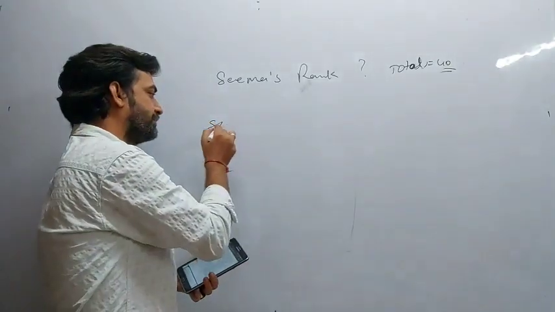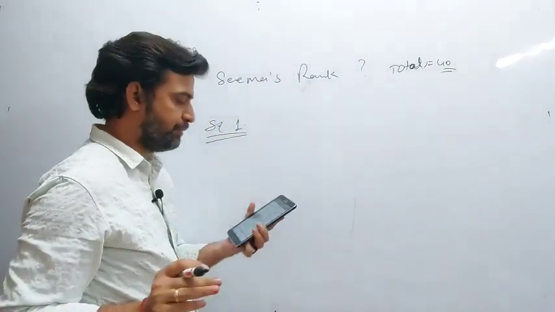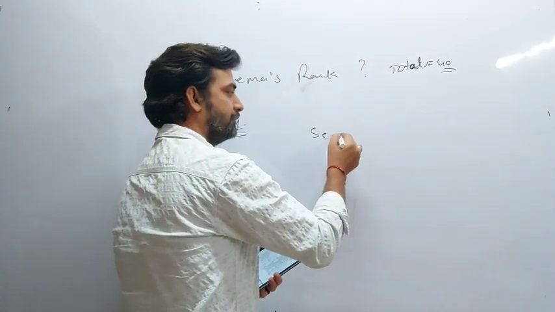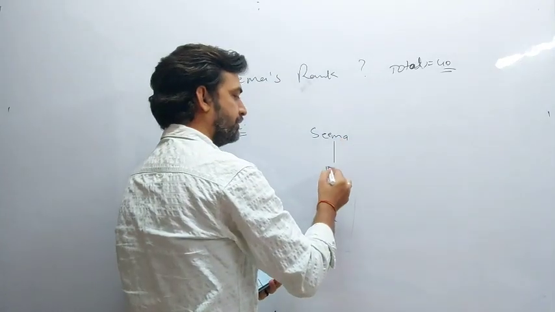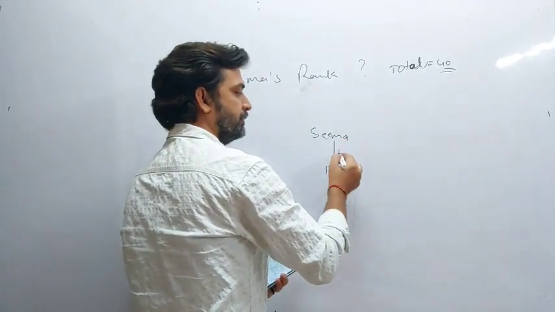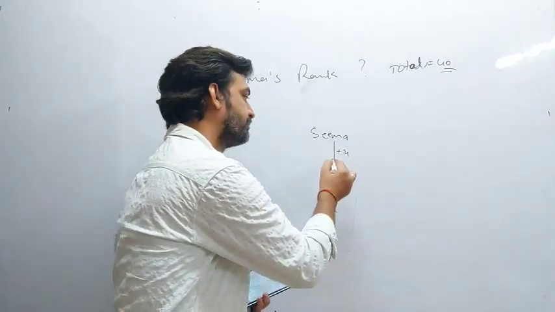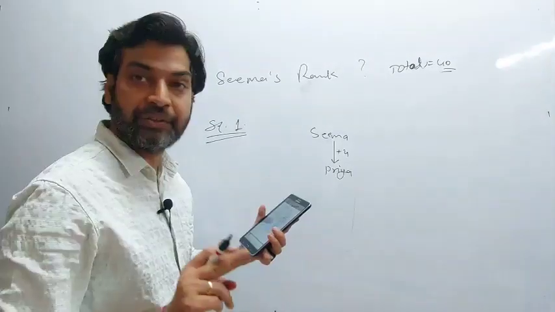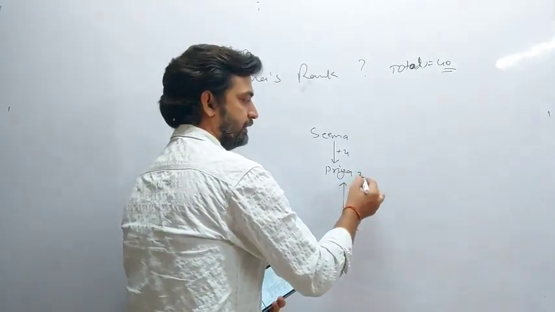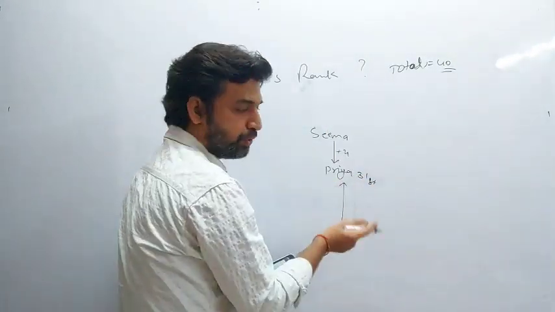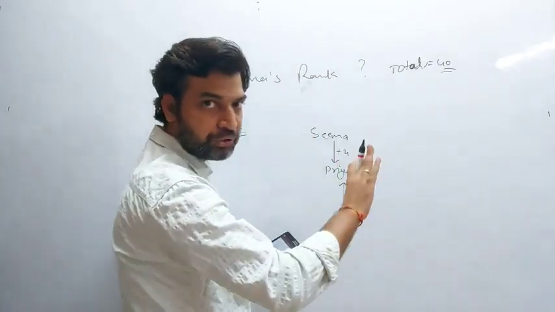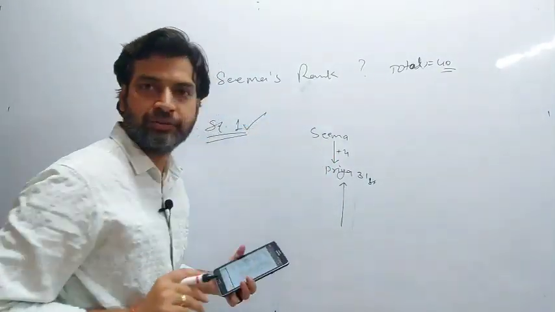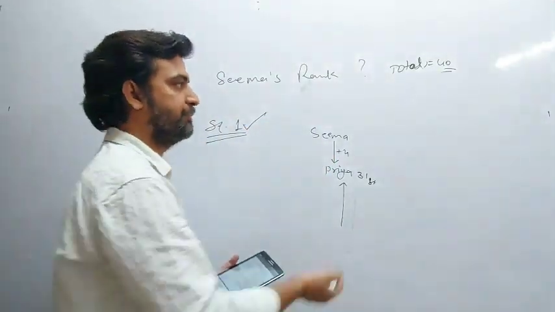In a class of 40 students, what is Seema's rank? Statement 1 says that Priya is 4 ranks below Seema. If I assume this is Seema, Priya is 4 ranks below, and Priya is 31st from the bottom. The total is 40, so obviously we can calculate the rank of Seema. So we can give the answer with the help of statement 1.